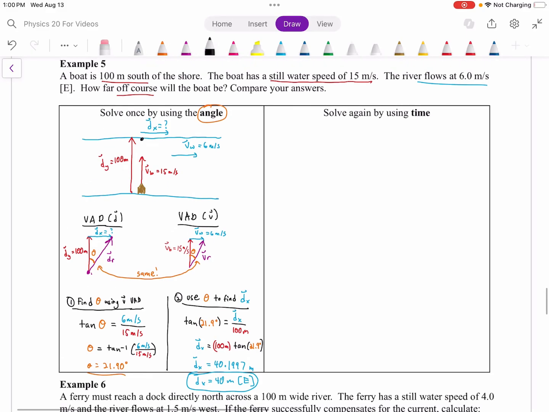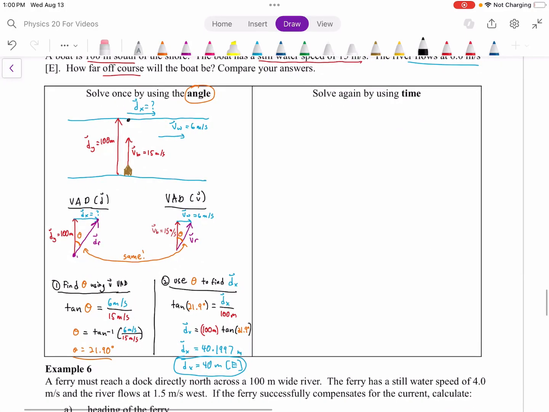Okay, let's now try solving it again by using time. Sometimes we actually can't do this. You'll see what happens when we do a compensation problem this way. The angle stuff doesn't work out, but we can always use time. So let's solve this one again by now thinking about time.